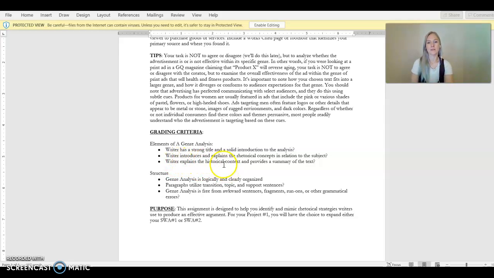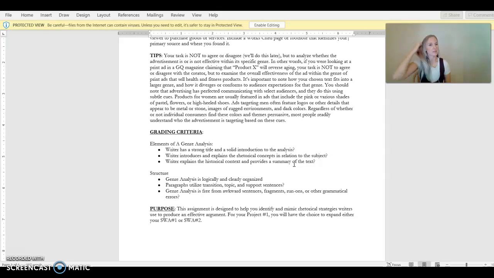Okay, the writer explains the historical context and provides a summary for the text. So that means if you were using an ad from 1968, you better tell me: this ad is from 1968, and this is where it appeared. It appeared in this specific magazine that was meant for working class women. So try to have an idea of where your ad came from, and then summarize the text.